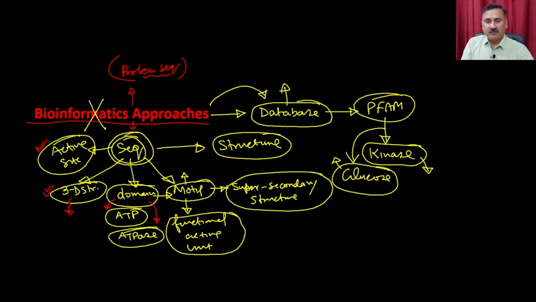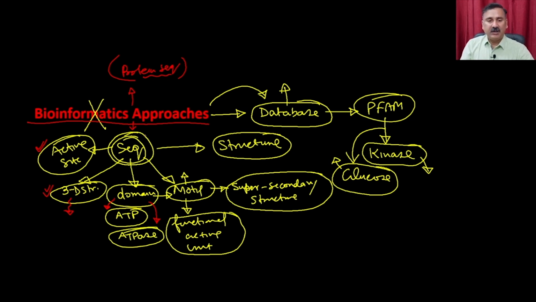You can calculate the super secondary structures and so on. Taking these into account, you can calculate the different types of properties of this particular sequence. You can identify the active site. You can visualize the active site in a three-dimensional structure. You can identify the different types of domains, motifs, and all that.